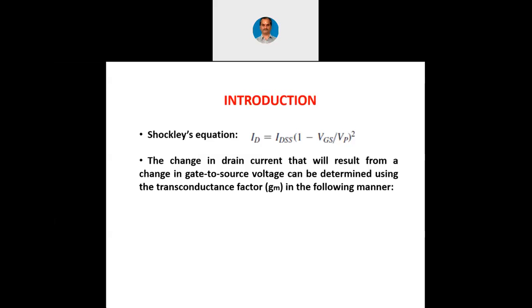That ID by VGS is nothing but conductance, because current by voltage is conductance. As you already know, voltage by current is resistance, so current by voltage is conductance. When current by voltage is conductance, now this is the relationship between output current and input voltage. That means there is a transfer happening between input and output. That is what is called a transconductance. It is given a strange symbol called GM.